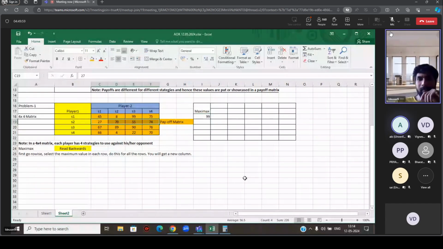Which one is the maximum? 74. Sir, which is the third? 90. Correct. Which is the fourth? The fourth one is 70. Okay.